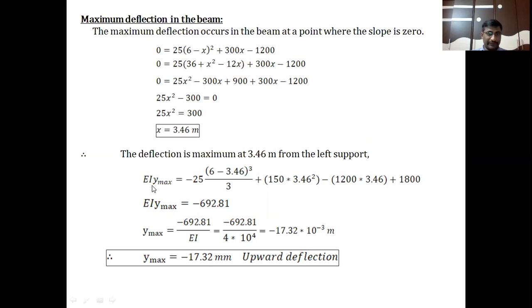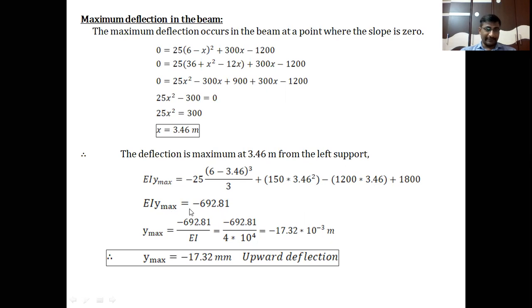So take the deflection equation and substitute 3.46 meters in place of x, and we will get y maximum, the maximum deflection. Okay, EI y max is equal to minus 25 (6 minus 3.46) whole cube by 3 plus 150 into 3.46 whole square minus 1200 into 3.46 plus 1800. This is the deflection equation. We substituted 3.46 in place of x. So EI y max, upon calculation of this value, we will get minus 692.81.